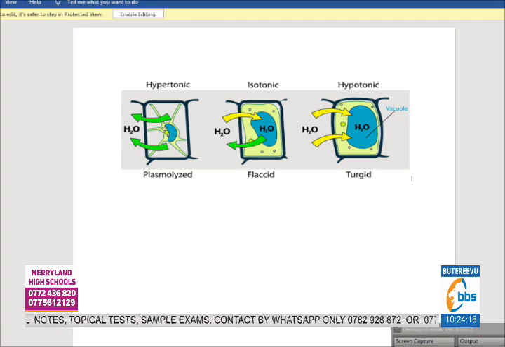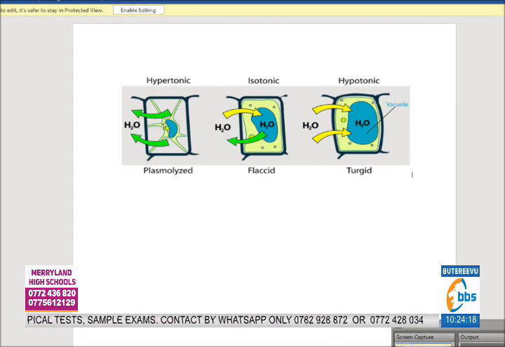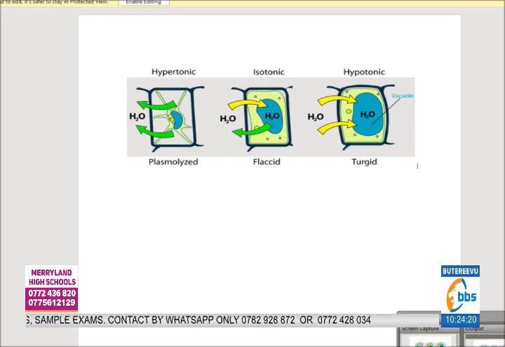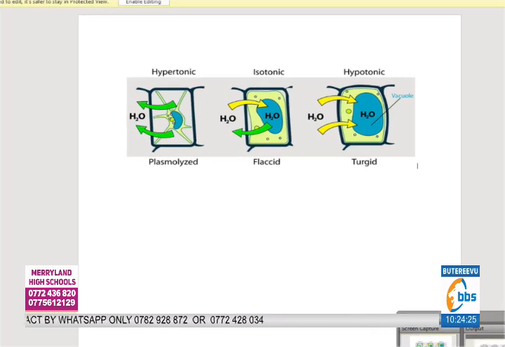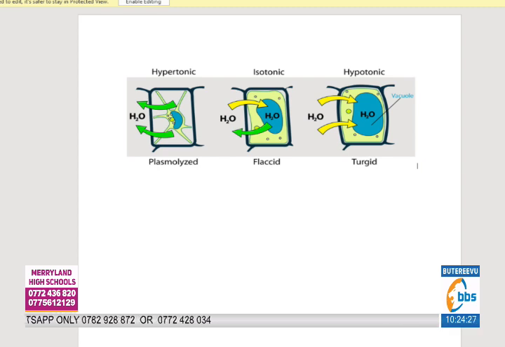So when you look at a plant cell placed in a hypertonic solution, a solution that has a lot of solutes in it, or a more concentrated solution, water is going to move out of the plant cell into the surrounding hypertonic solution, and as such, the plant cell is going to change its shape. It will become more flabby and soft because of loss of water, and then that plant cell is said to be plasmolysed.